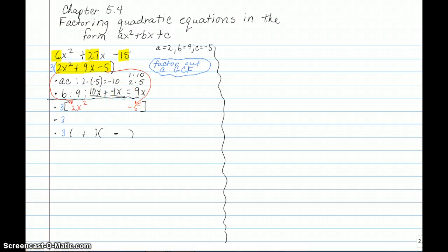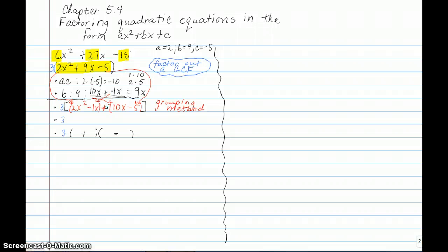It doesn't really matter which one goes where, but I think I would rather have the 10x with the 5. So I'm going to bring the 10x over here with the 5. I'm going to bring down this plus sign, and I'm going to bring the negative 1x over here with the 2x, so minus 1x. Grouping method is what we're doing here. So I'm going to group this together and this together. Don't forget, you got to have a plus sign in the middle there.